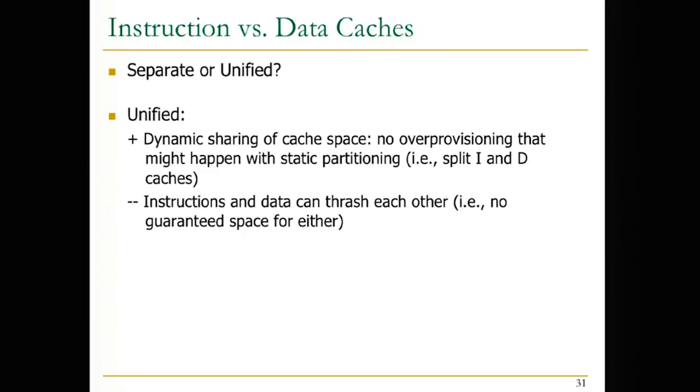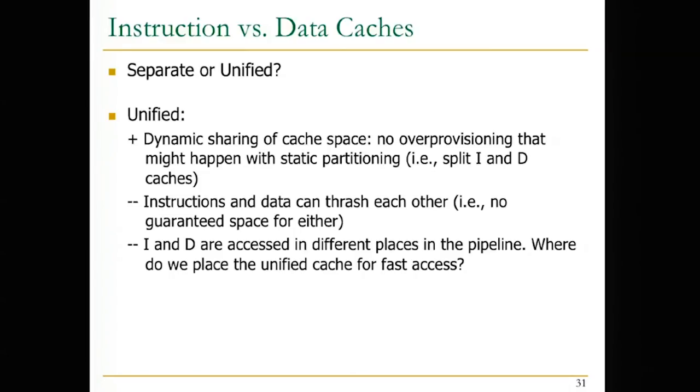But whenever you dynamically share, whenever you are unified, you also have the quality of service problem. Your instructions and data can kick each other out of the cache, because there's no guaranteed space for each other, right? You've not partitioned it. You've not separated it. And actually, the reason that most processors don't unify instructions and data at the first level is this one. Instructions and data are accessed in different places in the pipeline. Instructions are needed at the fetch stage. Data is needed at the data access stage. And if you unify the cache, where do you place that for fast access? Remember, L1 caches, the first level caches, the design choices are almost always dictated by the pipeline design because they're tightly integrated into the pipeline. The purpose of an L1 instruction cache is to feed instructions quickly into the pipeline. The purpose of an L1 data cache is to feed data quickly into the pipeline. So it makes no sense to unify those two things that happen to be in separate parts of the pipeline.